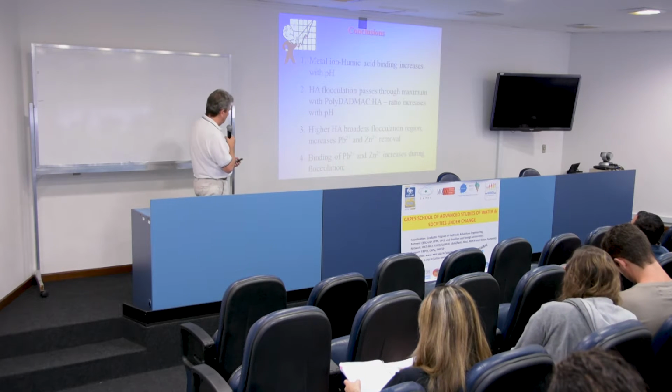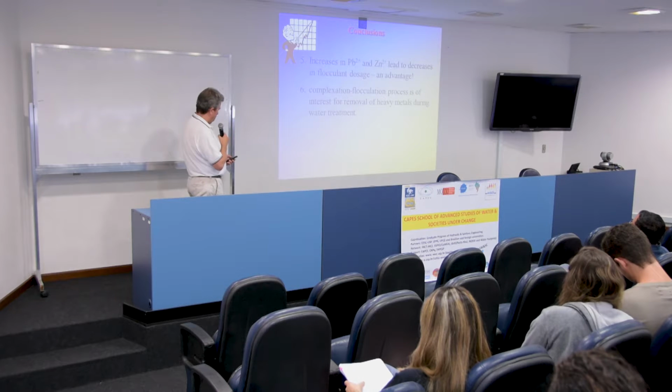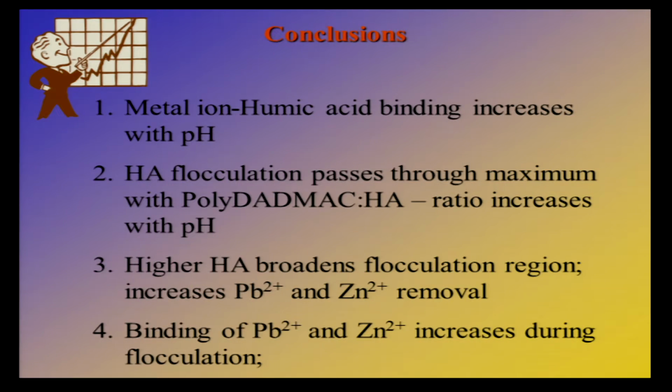Secondly, we found that the flocculation of the humic acid is passing through a maximum, and that maximum very much depends on the ratio of the polymer, the polyDADMAC, to the humic acid. What we also found was that that ratio was increasing with pH. That's because as we increase the pH, the charge on the humic acid increases, and therefore we need a corresponding increase in the amount of oppositely charged flocculant to bring about the flocculation.